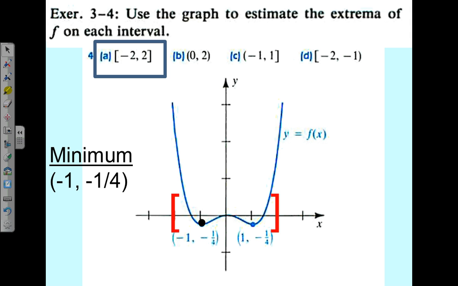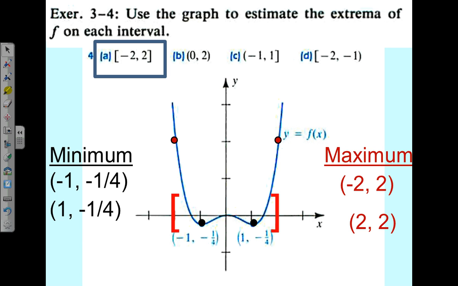Wait, isn't there 2 minimums? Yeah, there are. So for each point, you give the min and the max. Yeah. Just reading the graph. What point it is? I got it off with this.